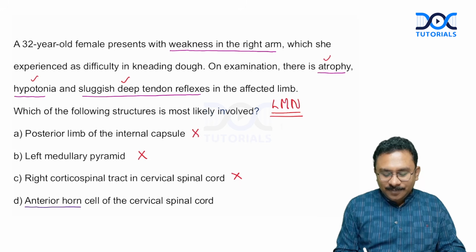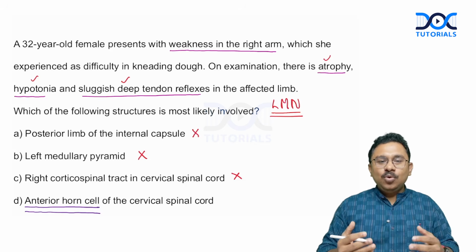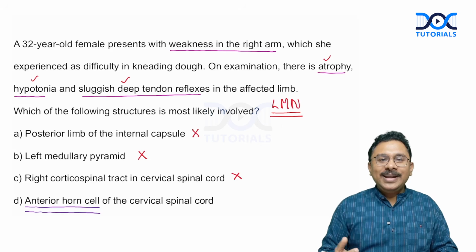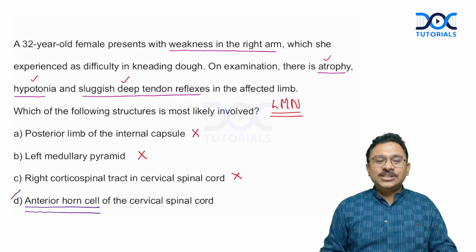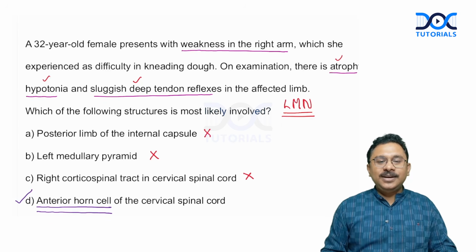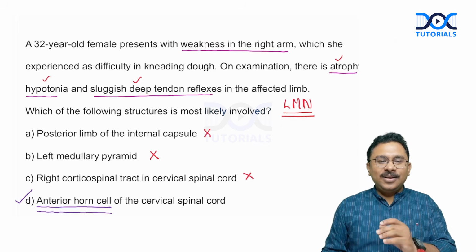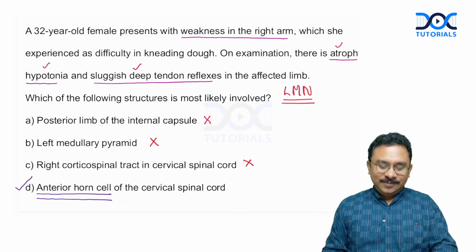Now, what is the last option? Anterior horn cell. An anterior horn cell lesion is likely to produce LMN type of weakness. You can have atrophy, hypotonia, and sluggish deep tendon reflexes. Hence, the answer for this question is going to be option D, anterior horn cells of the cervical spinal cord. That will be the answer here. Let's go to the next question.